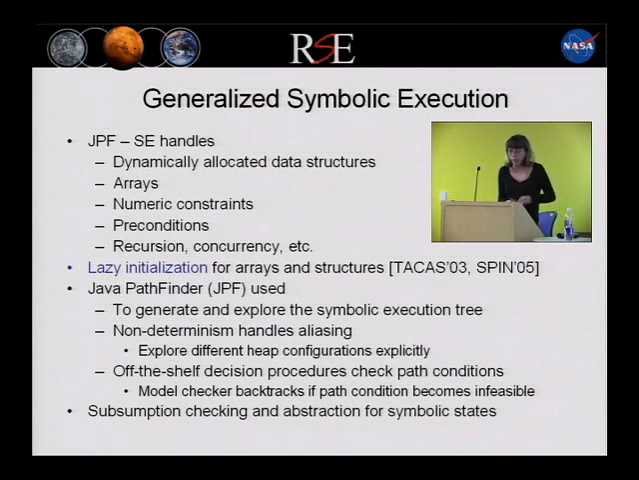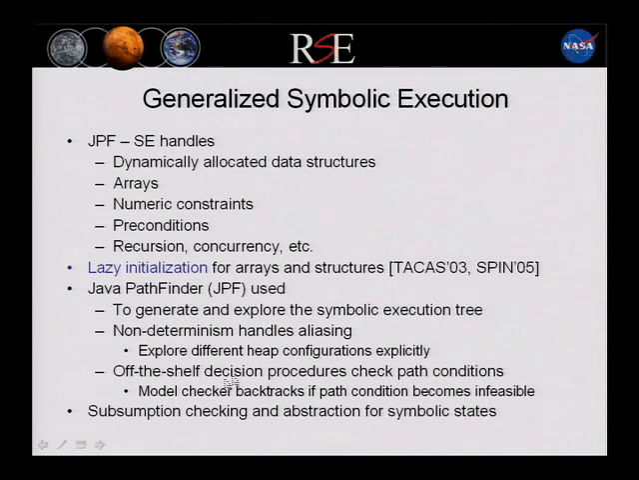And as I said, Java PathFinder is used to generate and explore the symbolic execution tree. We also handle aliasing in the input data explicitly. So basically, we enumerate all the possibilities in the input, and I will show an example. And we use off-the-shelf decision procedures to check for path conditions.